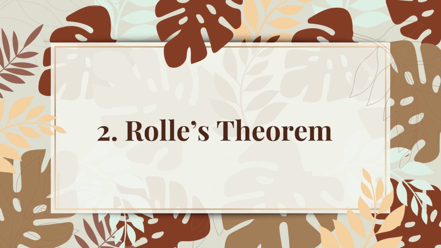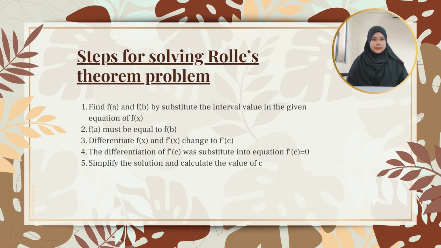Rolle's theorem. These are the steps for solving a Rolle's theorem problem. First, we need to find f(a) and f(b) by substituting the interval values into the given equation of f(x). Second, f(a) must be equal to f(b). Next, we differentiate f(x), which becomes f'(x), then it will be changed to f'(c). For the fourth step, we substitute into the equation f'(c) equals 0. Last step, we simplify the solution and calculate the value of c.